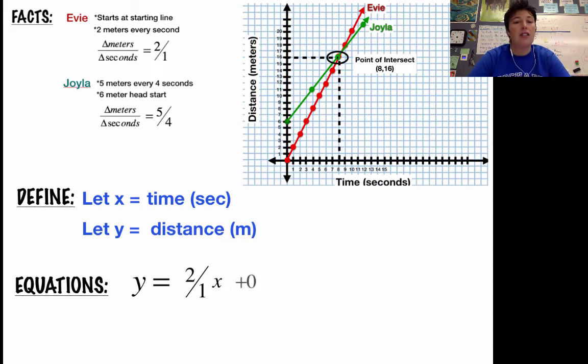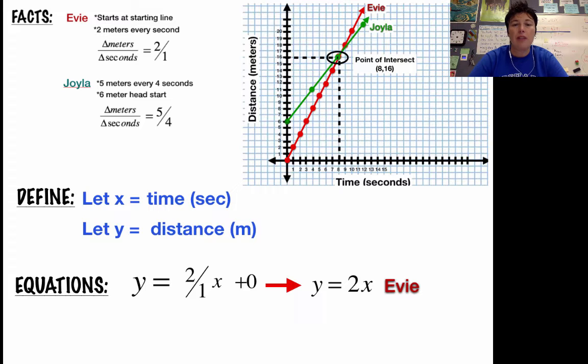Well, Evie started at 0. She had no head start. So to kind of clean up this equation, 2 divided by 1 is just 2. So it's kind of like y equals 2x. And I don't even need the plus 0. That's added information, but it doesn't really need to be written there. So that's Evie's equation, y equals 2x.